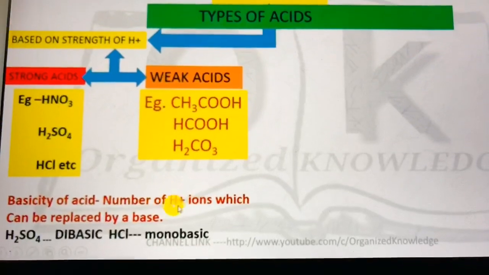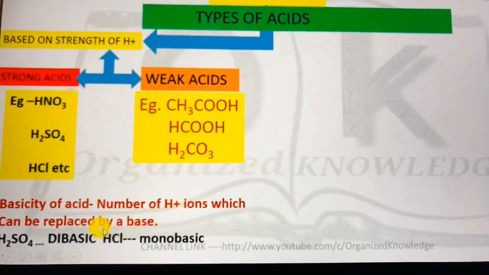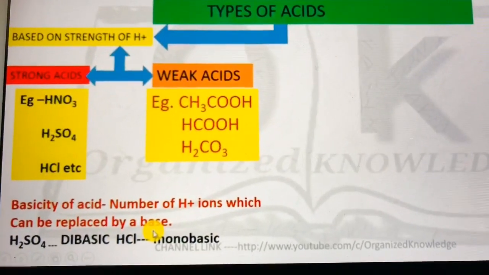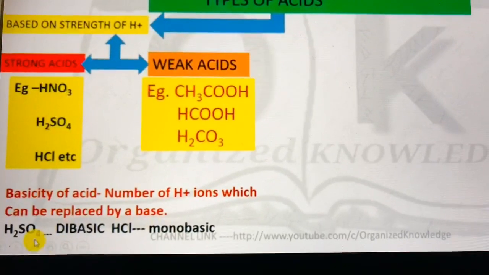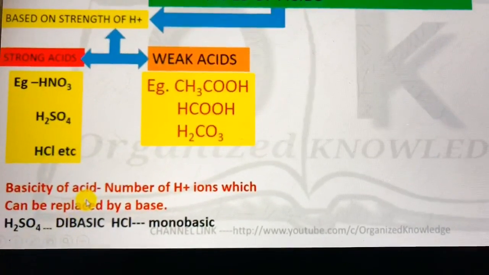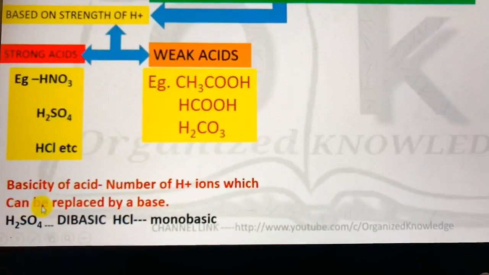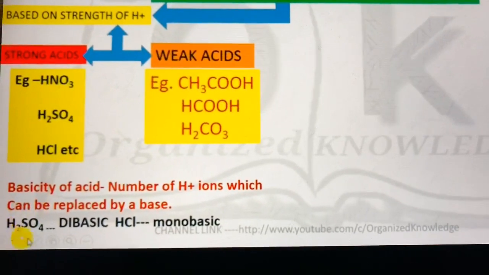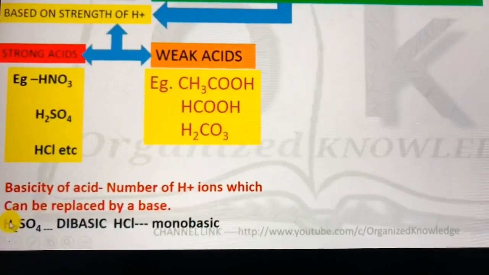Students, generally this question comes in exam: basicity of acid. What is the meaning of that? Number of H positive ions which can be replaced by a base. For example, H2SO4 is dibasic because two H positive ions can be released in the water. So that is the basicity of acids. And HCl has only one hydrogen, so it is monobasic, right?